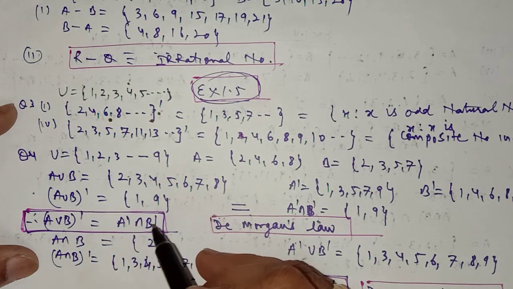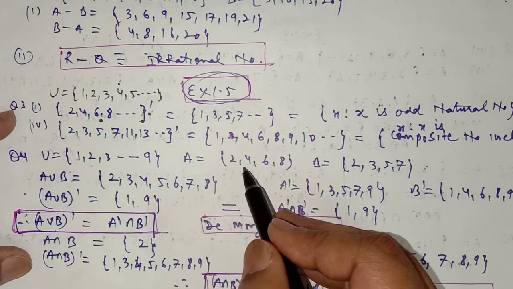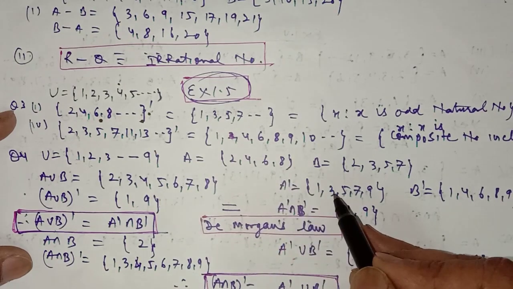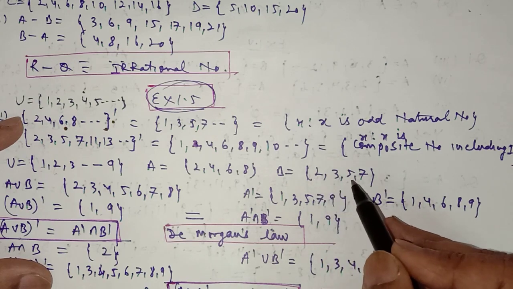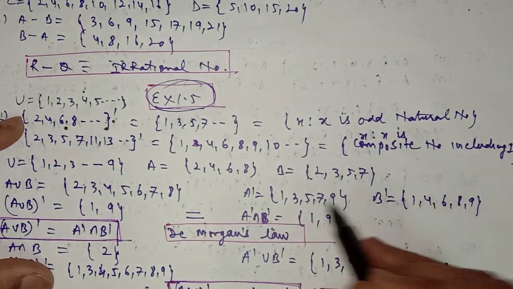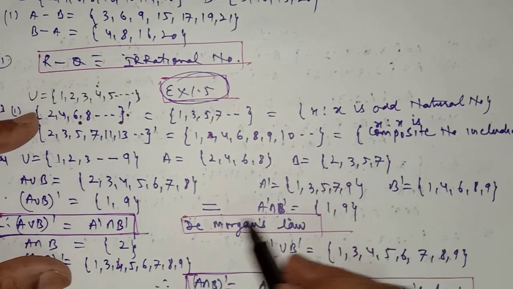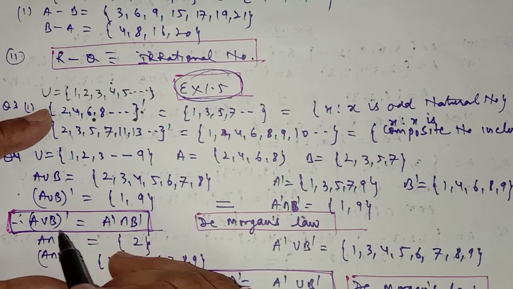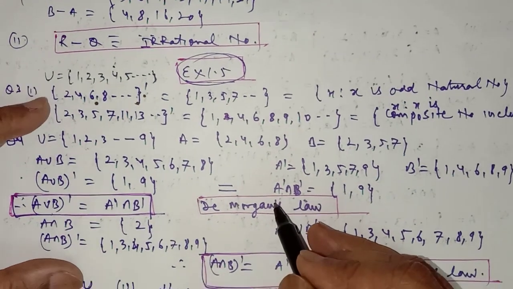Now you have to find A complement intersection B complement. A complement is those elements which are not in A but in the universal set. So it is 1, 3, 5, 7 and 9. B complement is those not in B but in the universal set. So it is 1, 4, 6, 8, 9. The intersection of these two is what is common to both: 1 and 9 are common to these two, so they are equal to each other. So we can say that (A union B) whole complement is equal to A complement intersection B complement. This is De Morgan's law.